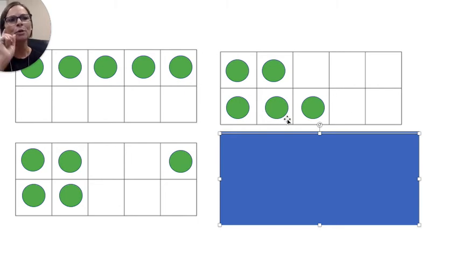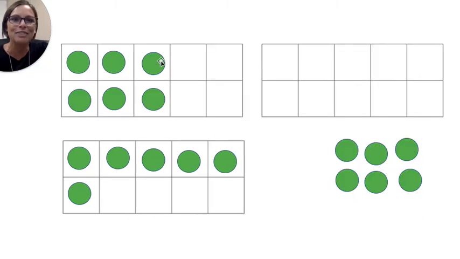Mathematicians, our 10 frame can really help us count quickly, can't it? And it can also help us notice that no matter where those dots are arranged, if it's still the same number of dots, the number doesn't change. Take a look at these two 10 frames. Really study them. Each of them has how many dots on it? Did you say 6? I agree.